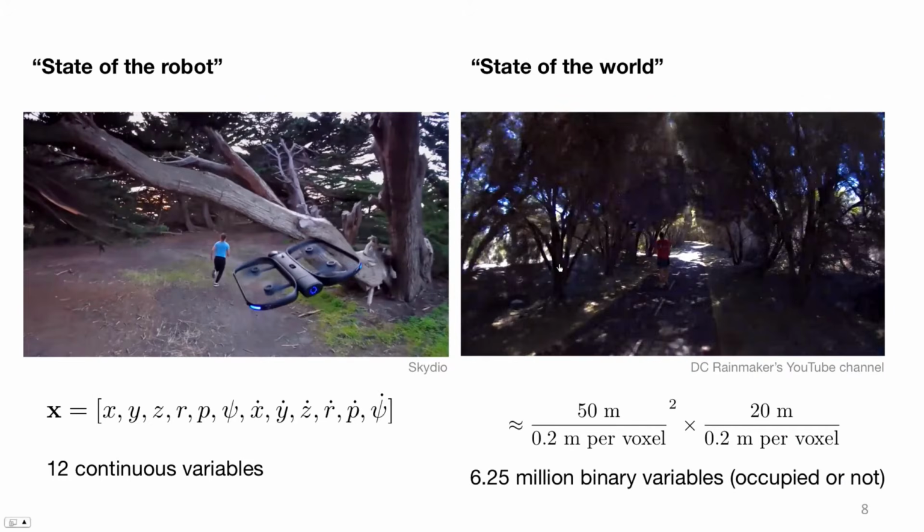So this would be my rough guess based on that video. I'd say they probably have about a 50 meter by 50 meter area in X and Y, but you don't need that in Z, and they're not showing voxels in Z that high, so maybe 20 meters. And it looks like the voxels are about 20 centimeters in size. So rough math, that's about 6.25 million binary variables, which are just occupied or not. And you need a few other continuous variables to have that relative to your robot, but that's it.